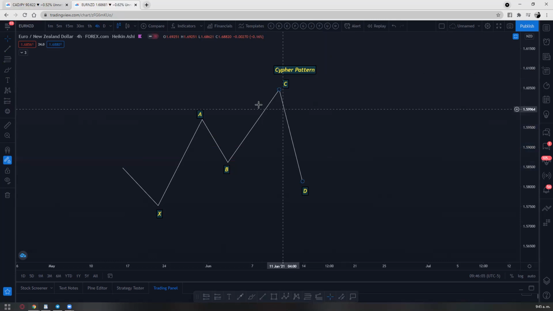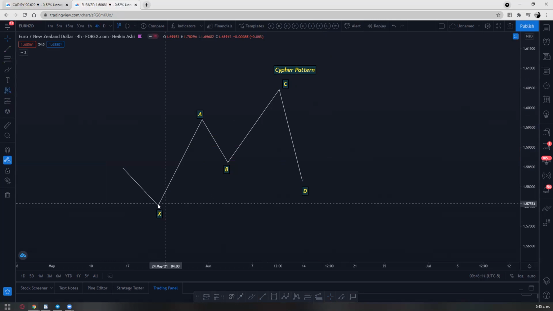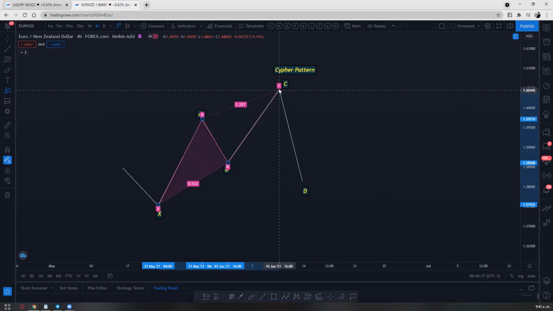All right, that's our pattern. So basically, from here to here to here, here to here. That's basically the pattern right there.